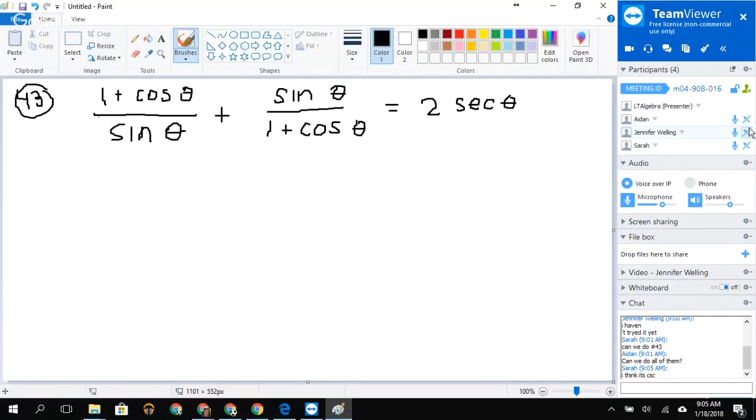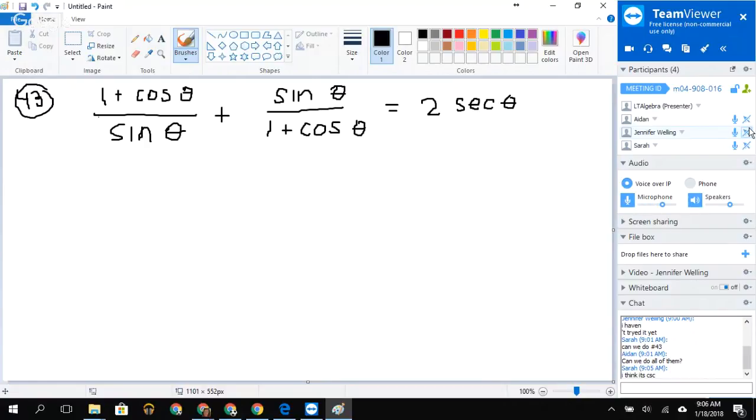All right, so on the right side, we know that is 2 times the secant of theta, which is the secant is 1 over the cosine. So I think we're going to keep it in the sine and cosine value.